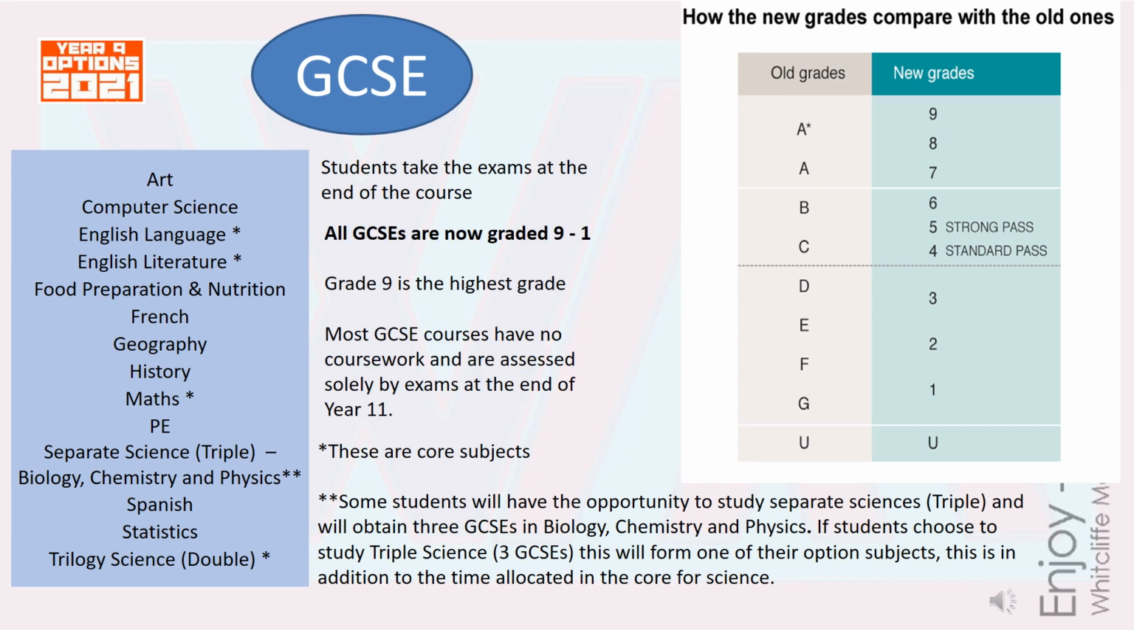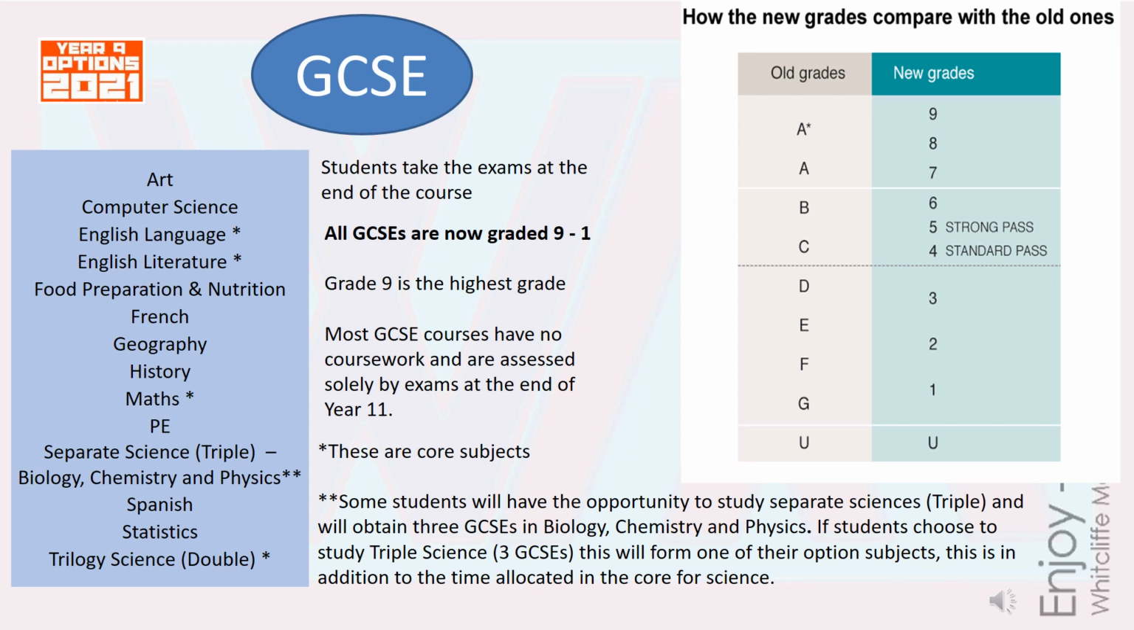So this shows you the GCSE courses that we offer in school, but it also shows you how it compares to the old grades that have gone now, just in case you weren't aware that we have moved to a grading system which is 9 to 1, 9 being the highest, and as you can see in the diagram it shows you the comparison there with the old GCSEs. Most GCSEs now have no coursework or assessment. They are a 2-year course and they are examined at the end of Year 11.